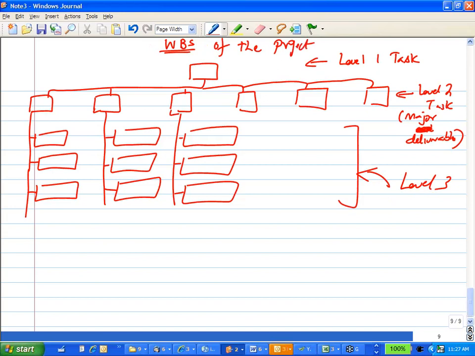Level 3 is the actual tasks assigned to individuals.